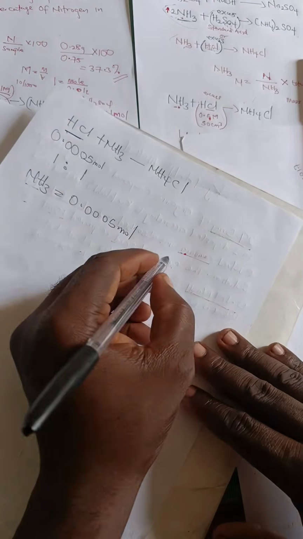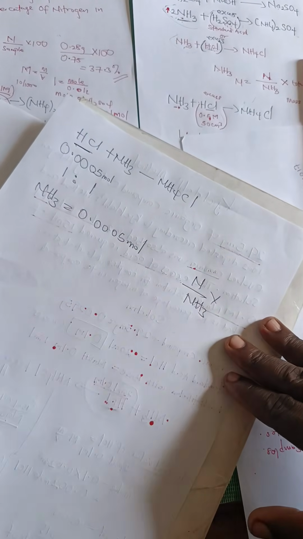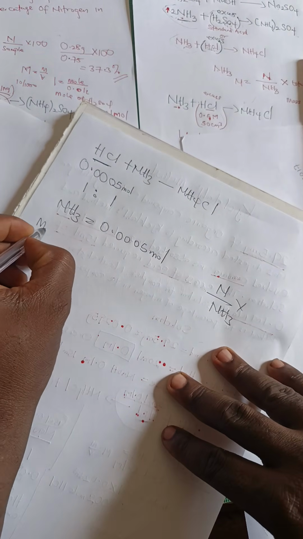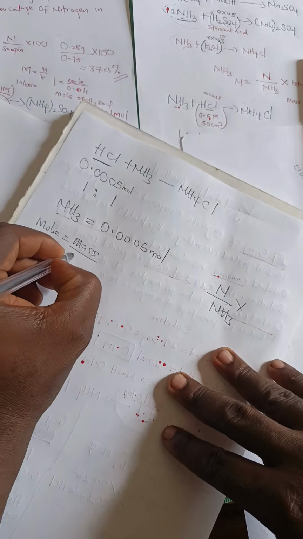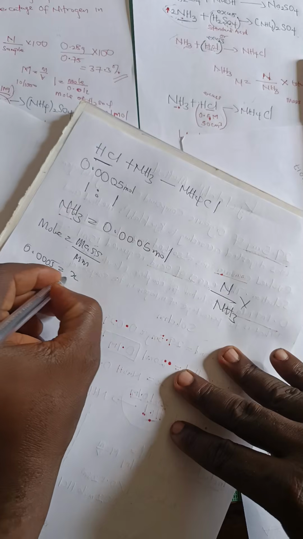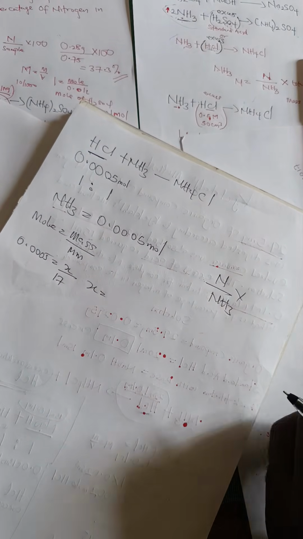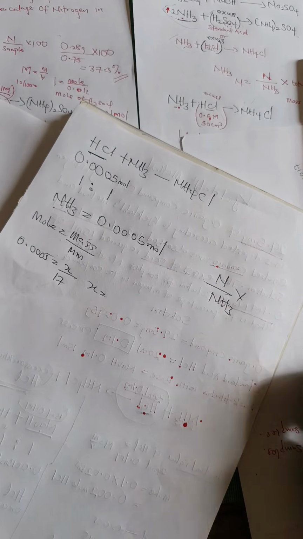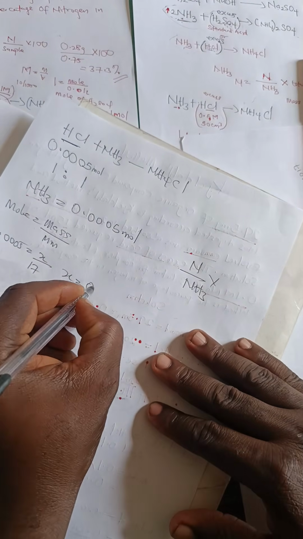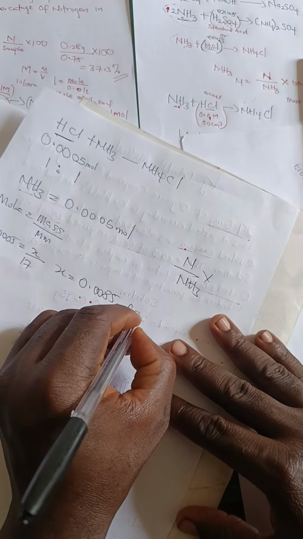You know what to do next, because what we'll be doing now is looking for nitrogen in ammonia. Do you remember? So from here I can convert the mole of ammonia, which is mole equals mass over molar mass. That's 0.005 equals x over molar mass of ammonia, which is 17. So x equals 0.005 times 17. That will now give us what? 0.085 gram of ammonia.